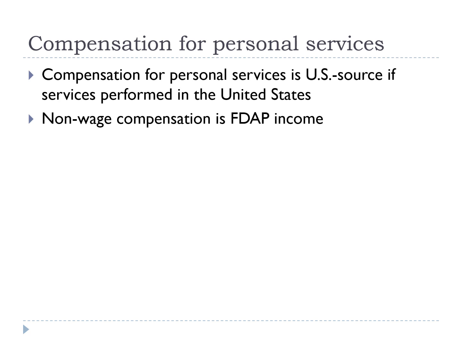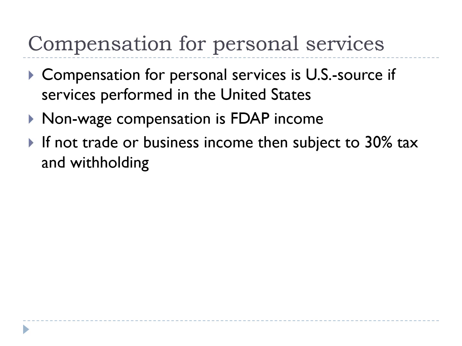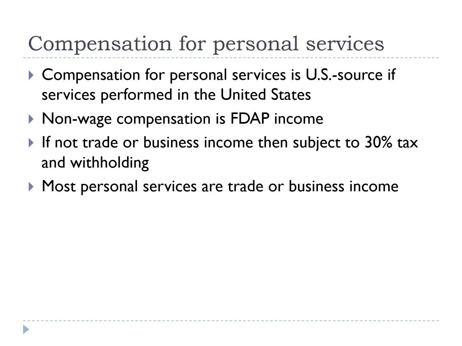If such compensation is not considered wages under U.S. tax law, then it may come under the catch-all phrase of FDAP income. And if it is U.S. source compensation income that is not trade or business income, it is subject to 30% tax and withholding. However, personal services performed in the United States constitutes a trade or business. So the income is usually effectively connected income, which is not subject to 30% tax and withholding.